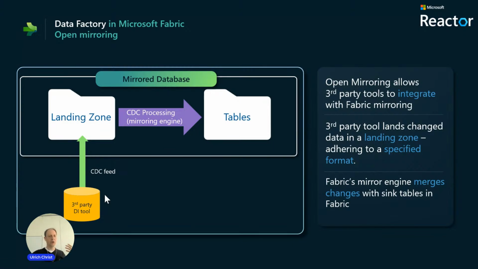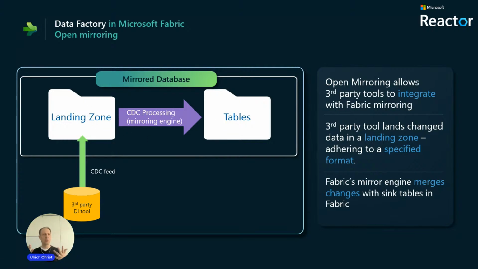And that's exactly the story which we're doing with a lot of partners right now. For example, we support open mirroring for Oracle databases via Oracle Golden Gate. So in that case, Oracle Golden Gate would be the third-party tool here. Golden Gate has adopted the specification of our landing zone format. So once you start Oracle Golden Gate and configure it for open mirroring, it will start pushing first an initial snapshot into the landing zone. Our mirroring engine will take it from there and write it into the sync tables. And after that, it will provide incremental updates which come from the source into the landing zone, and again our mirroring engine will take it from there.